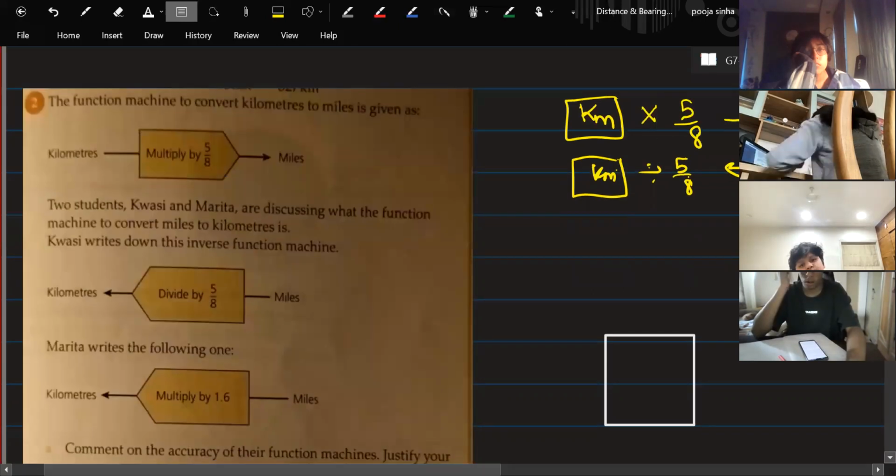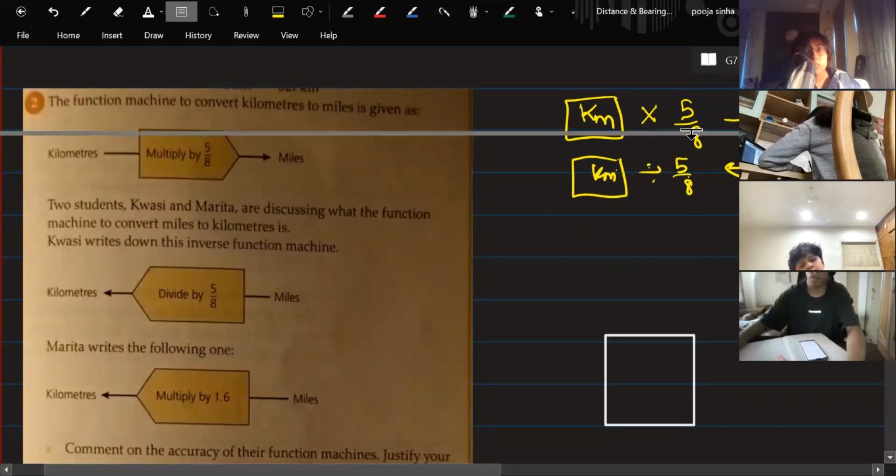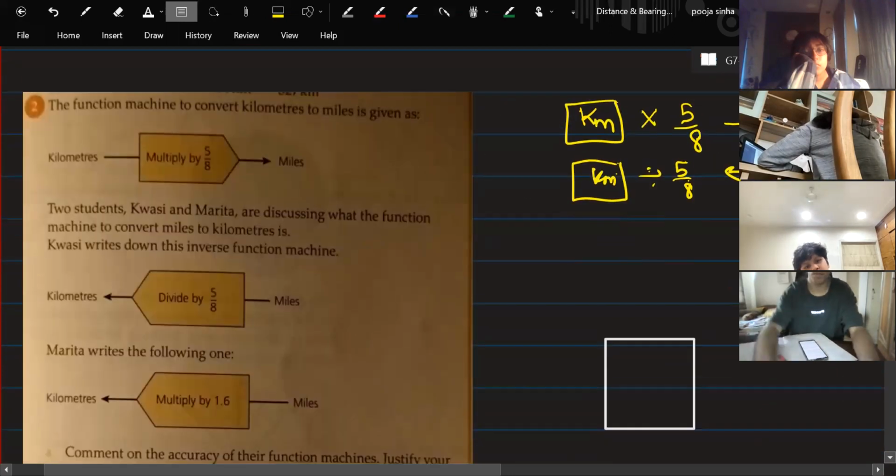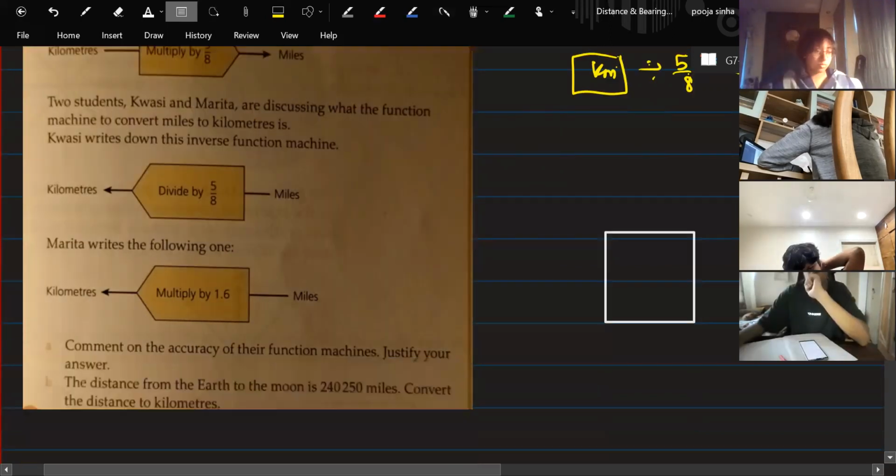We are going from kilometers to miles. So what we do, we multiply this. What is telling this to us? The function machine is telling this to us, right? Kilometers to miles is multiplied by 5/8. Miles to kilometers will be divided by 5/8. Clear? Yeah. So two students, Kwasi and Marita, are discussing what function machine to convert miles to kilometers is.